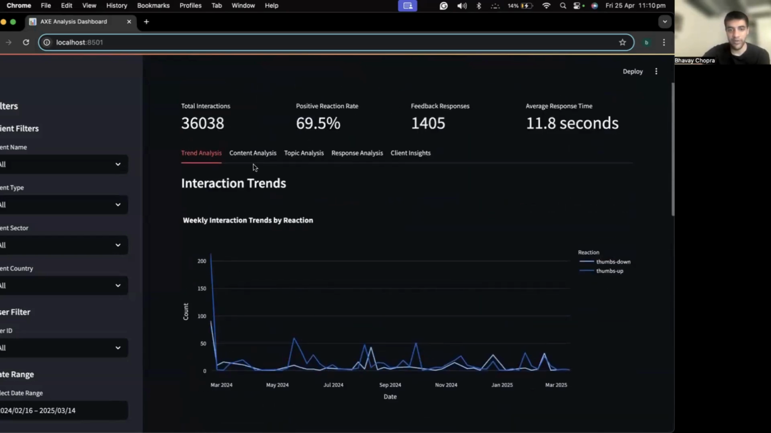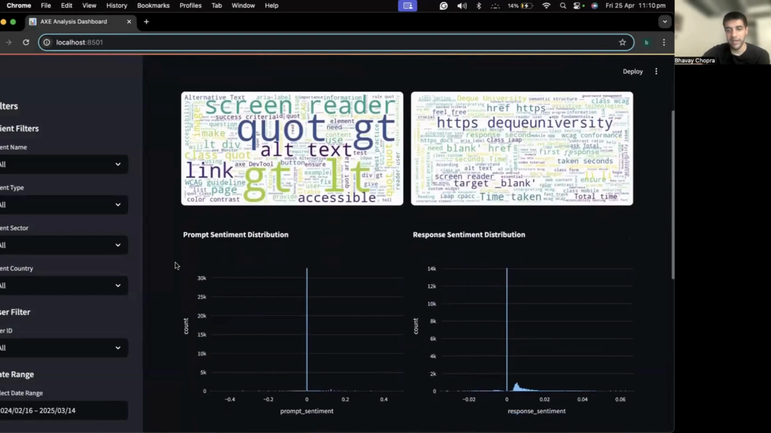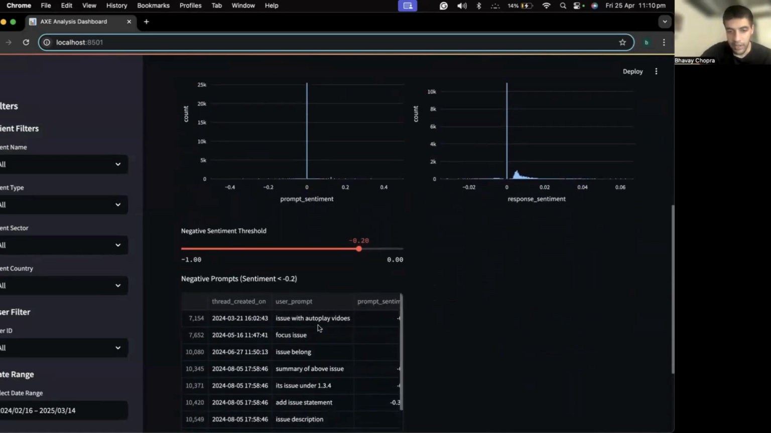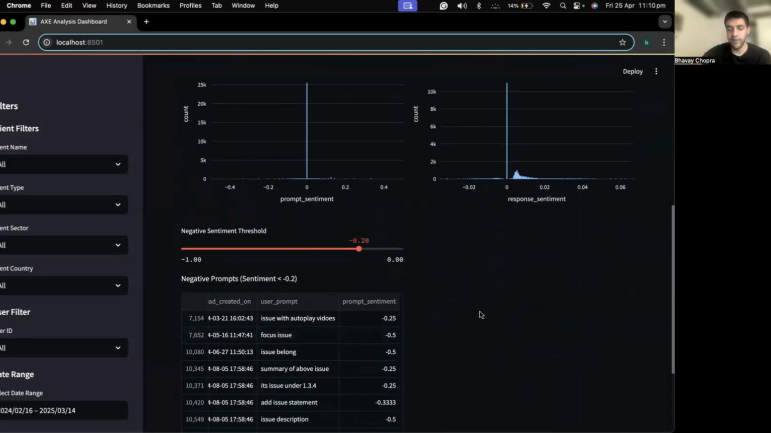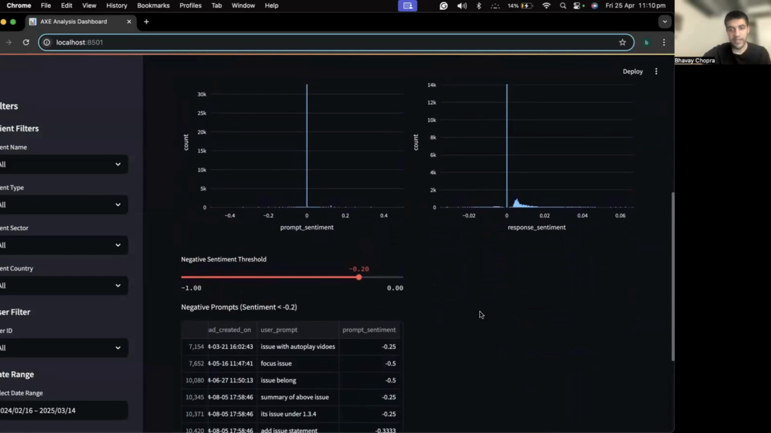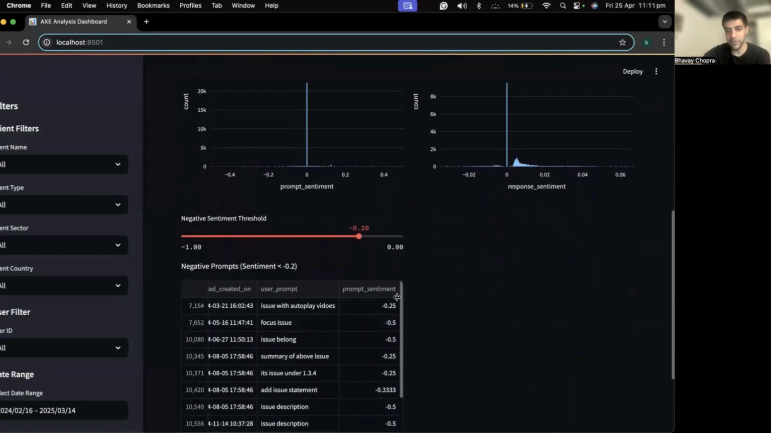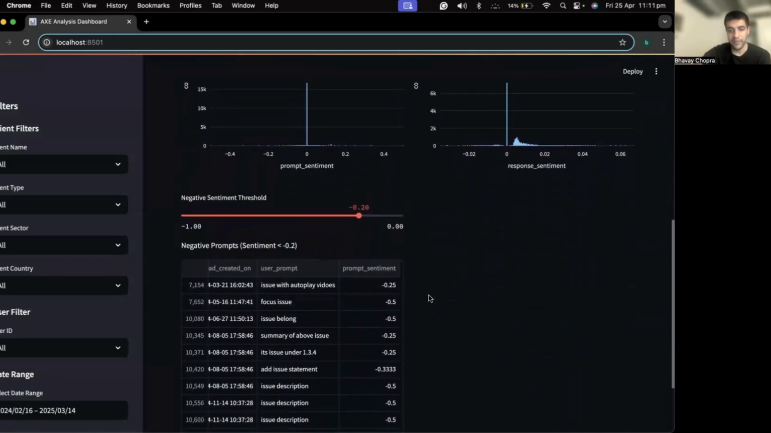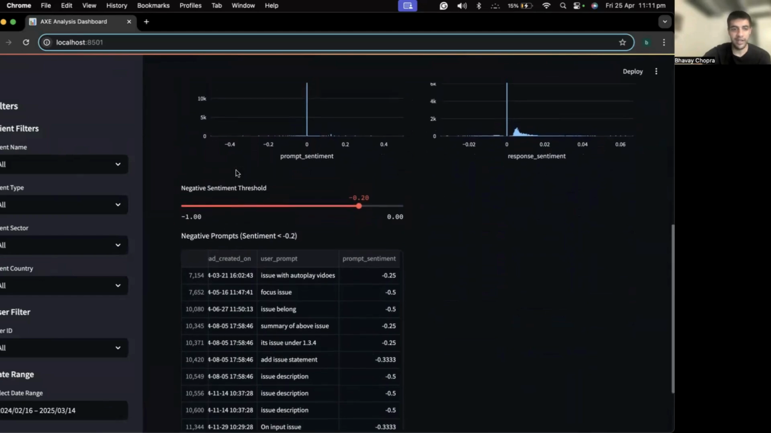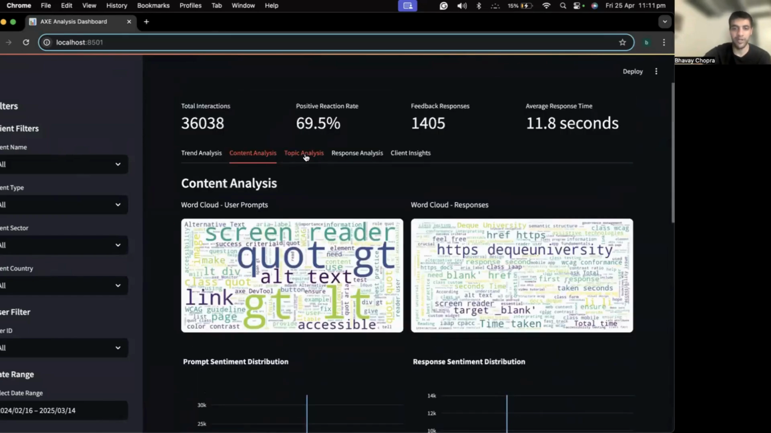And let's look at some more of the analysis that we had. This is the prompt sentiment distribution. As you can see, the distribution is mostly neutral. It's all around zero. We were also asked for another requirement where Paul would like to see certain prompts with negative sentiments. He would like to actually see those prompts and why they have a negative sentiment. So we also implemented that requirement for him. And as you can see, here is a list of filters where we can filter by client, client type, client sector, client country, and many more things.